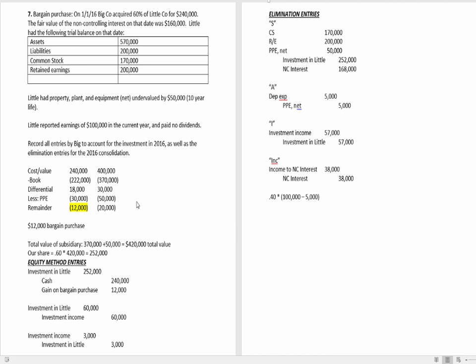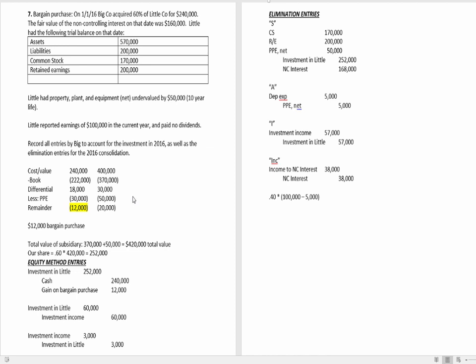So, question number 7, a bargain purchase. On January 1st, 2016, Big acquired 60% of Little Company for $240,000. The fair value of the non-controlling interest on that date was $160,000. Little had the following trial balance on that date. Little also had property, plant, and equipment net undervalued by $50,000 with a 10-year life. They reported earnings of $100,000 for the current year and paid no dividends.